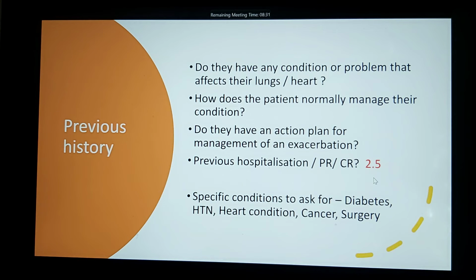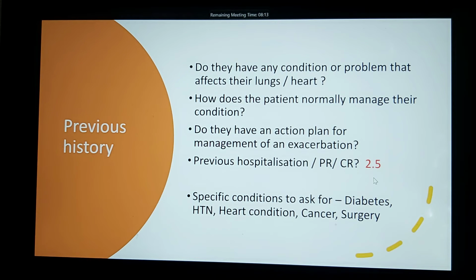But when you go and talk to the person about the previous history, just list them out, saying, okay, do you have diabetes? I have seen from the file you have diabetes. Is that right? So you have COPD as well, right? How are you normally managing? Do you have your medications? Do you usually take your medications?